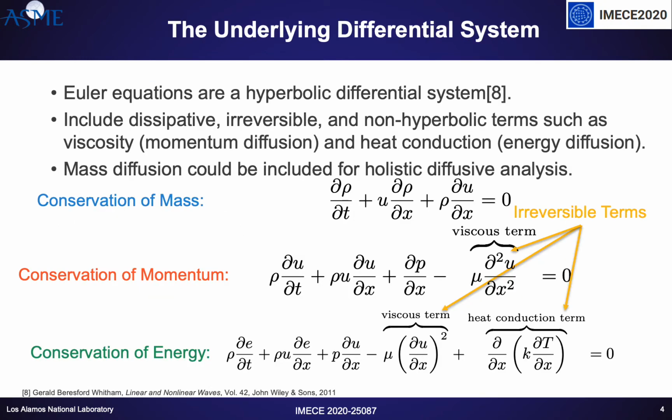In the ambient fluid and wall problems, we consider the Euler equations with the addition of viscosity and heat conduction. The vanilla Euler equations are conservation equations that govern fluid dynamics in the inviscid non-conducting limit and form a hyperbolic differential system. We add to these equations the dissipative, irreversible, and non-hyperbolic terms of viscosity and heat conduction to represent momentum and energy diffusion, respectively. These added terms are labeled with the yellow arrows in the conservation equations below.